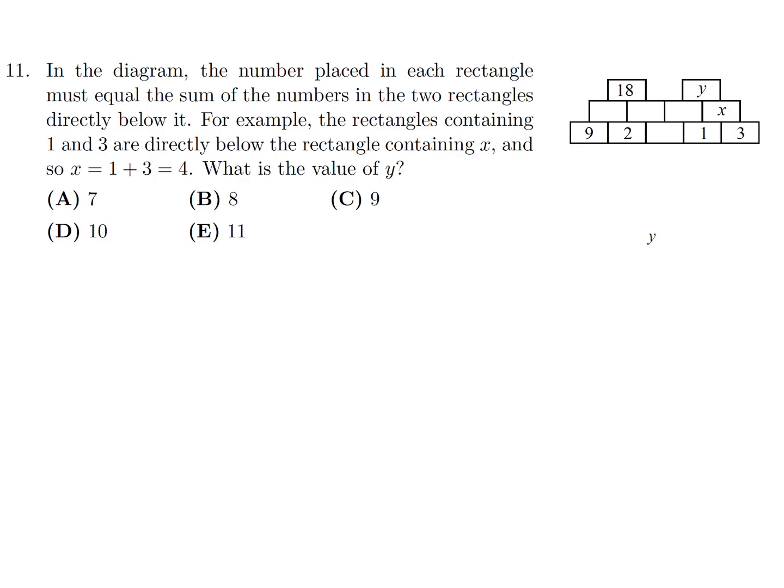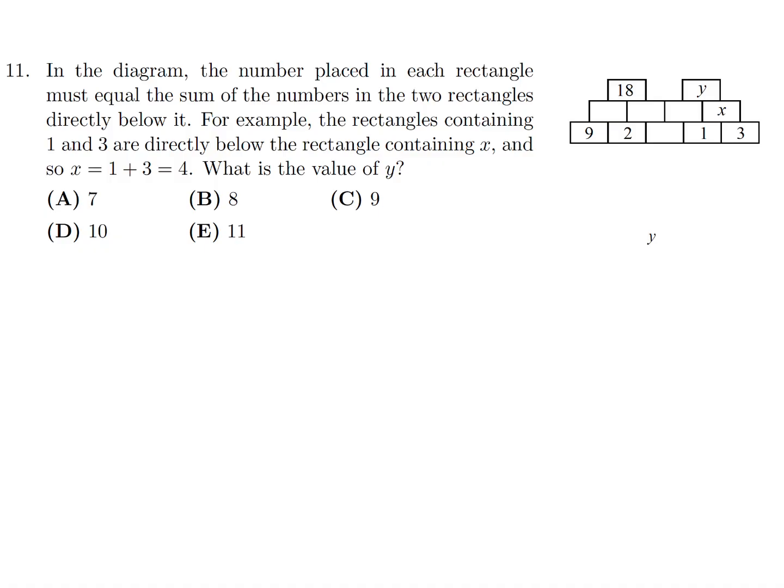In the diagram, the number placed in each rectangle must equal the sum of the numbers in the two rectangles directly below it. For example, the rectangles containing 1 and 3 are directly below the rectangle containing x, and so x is equal to 1 plus 3, which is 4. What is the value of y?